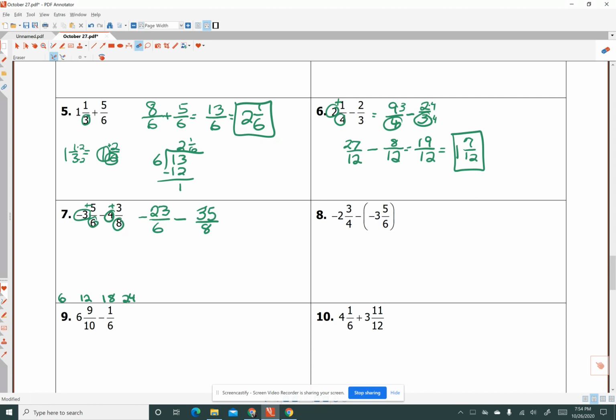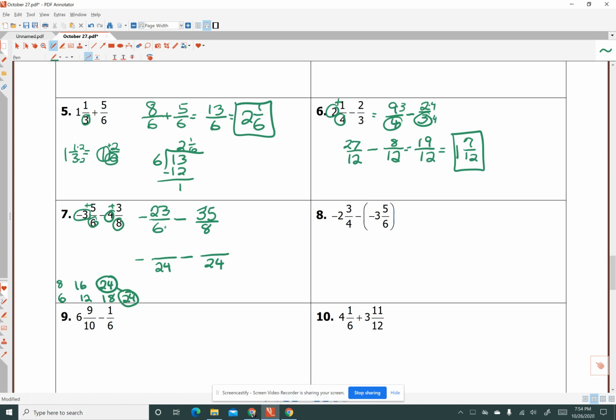And 24 is also a multiple of 8, because 8, 16, 24. So 24 is the least common multiple of both of those numbers. So if we turn this into 24ths, remember it's a negative number.